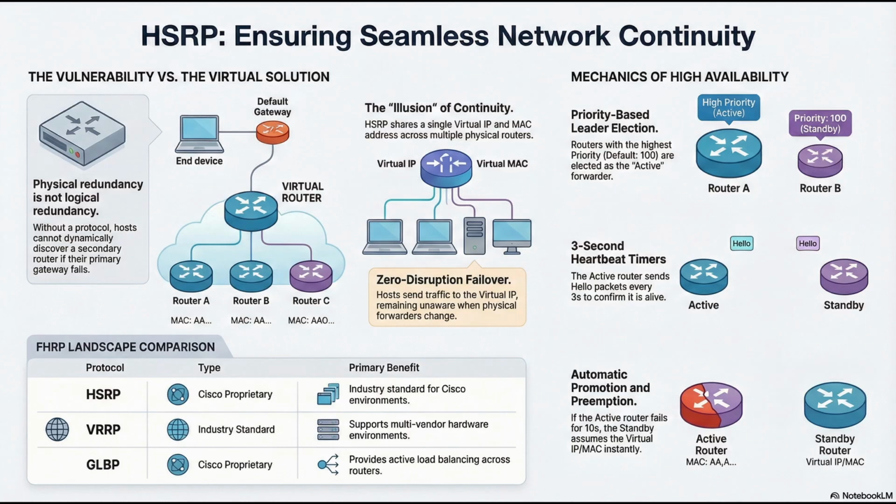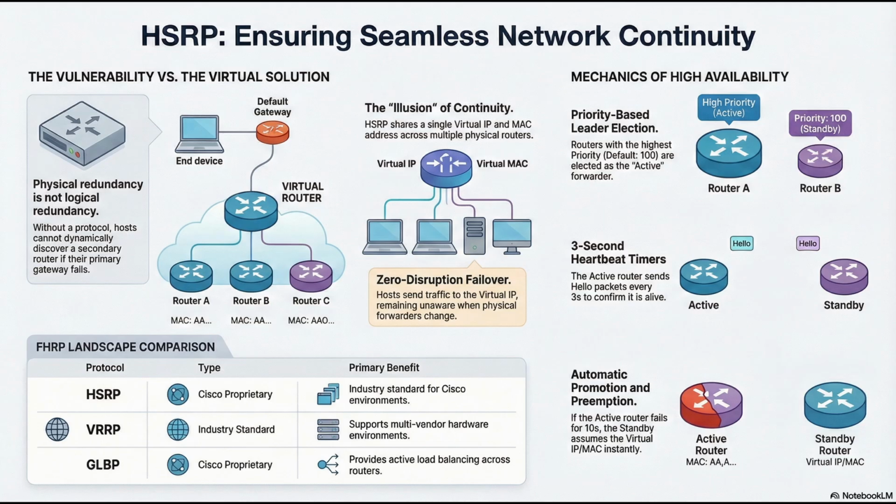So let's zoom out. We've gone through the smoke, the mirrors, the virtual identities, the elections, and the timers. It's a massive amount of engineering just to make two boxes act like one. It is. But HSRP creates a logical abstraction. It separates the messiness of physical hardware, where things break, cables rot, and power fails, from the user expectation. Which is that the internet is eternal. Exactly. It bridges the gap between reality and expectation.